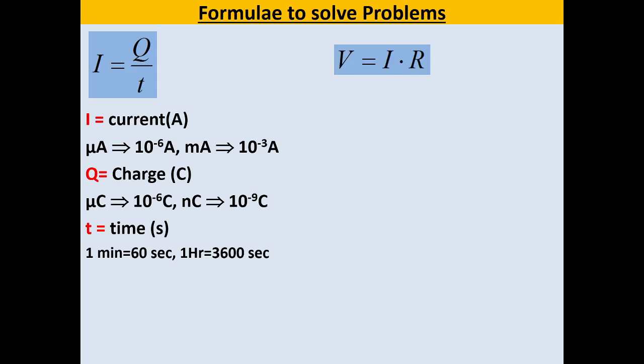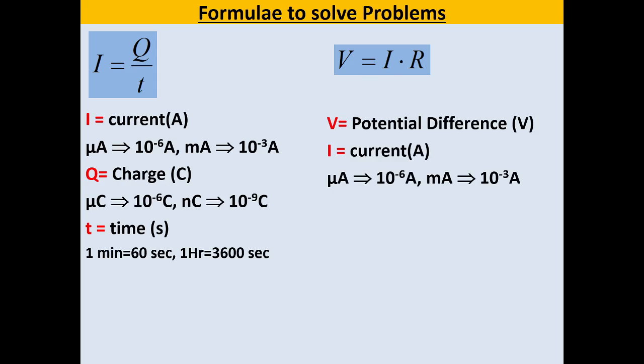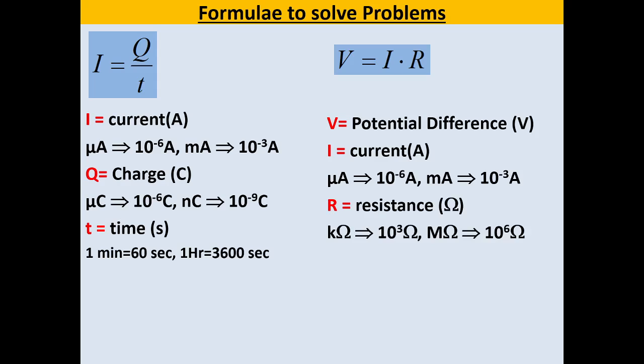The second formula is from Ohm's law, V is equal to IR. V in this case is the potential difference measured in volt. I is current in ampere. Again, conversion of microampere and milliampere should be done. R is the resistance in ohm. If it is given in kilo ohm, multiply it by 10 raised to 3. If it is given in mega ohm, multiply it by 10 raised to 6.